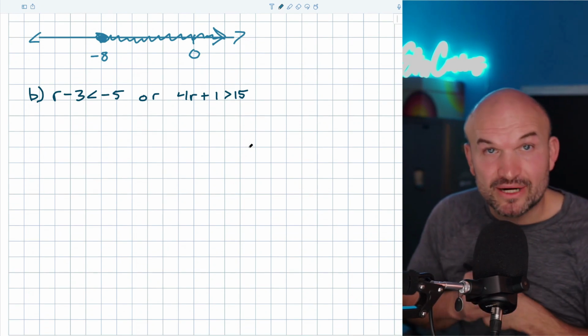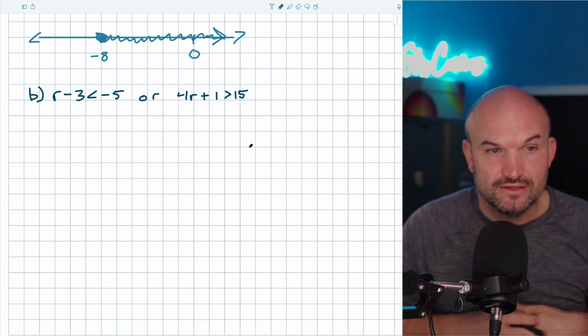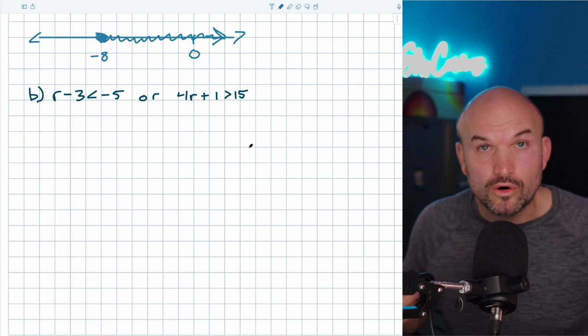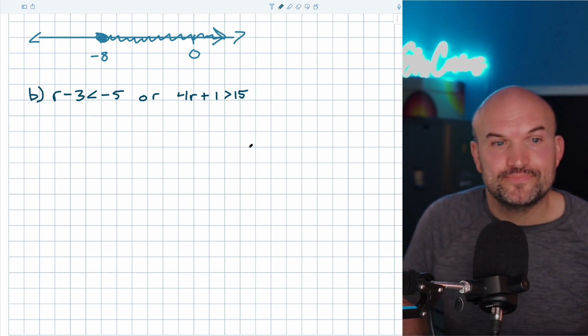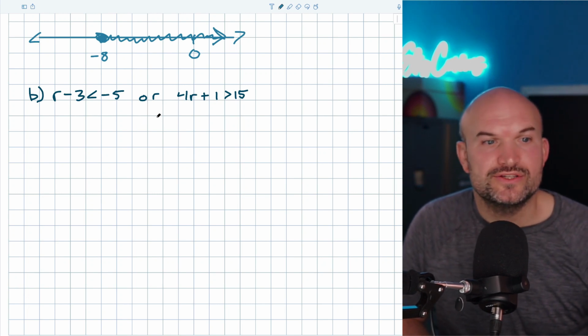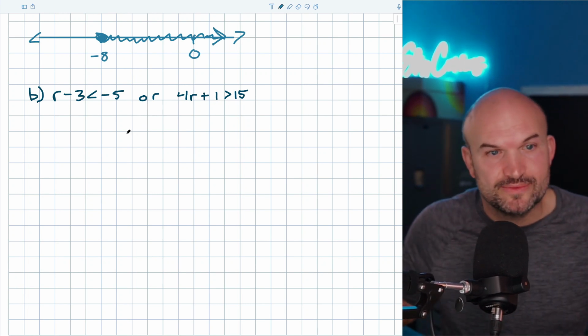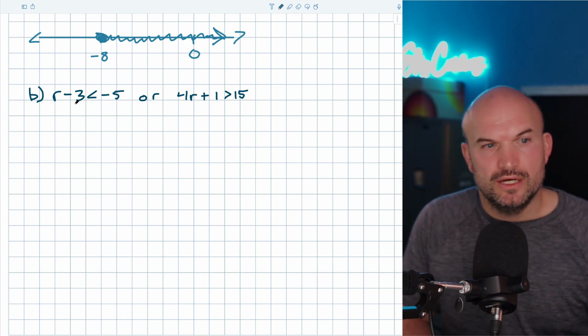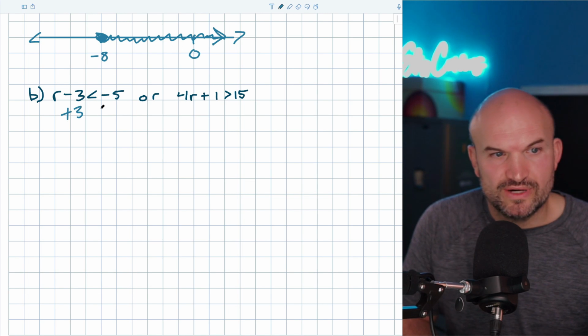All right, now here we have a compound inequality, which is or, right? So the graphing solution is going to be one or the other or both, okay? So one or the other or both, it's going to be what we call an inclusion solution. So again, what we want to do is isolate. So we just want to solve these separately.